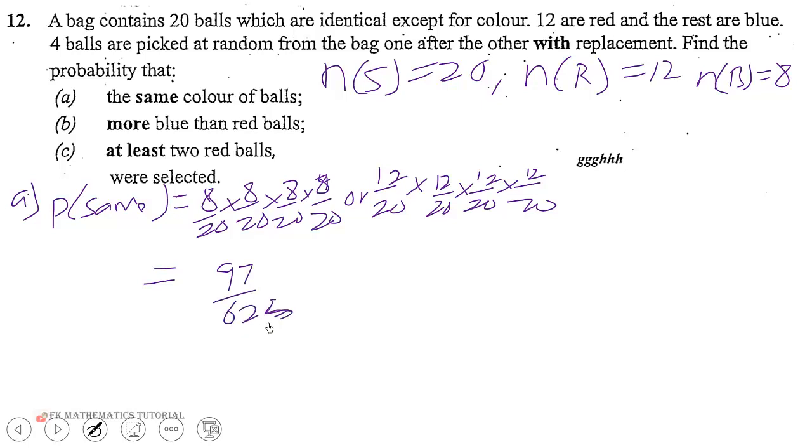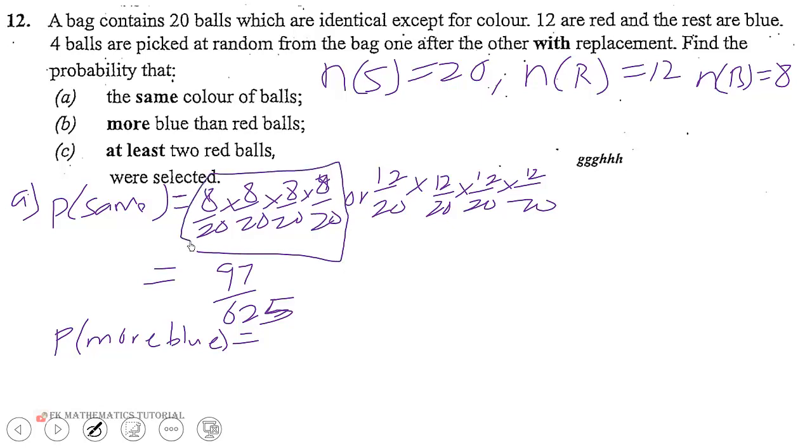Calculate everything, this is what you get. Then the probability of obtaining more blue balls than red balls will be equal to either all are blue. So if all are blue, then we are going to get 8 over 20 exponent 4.